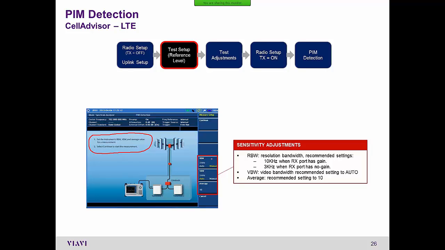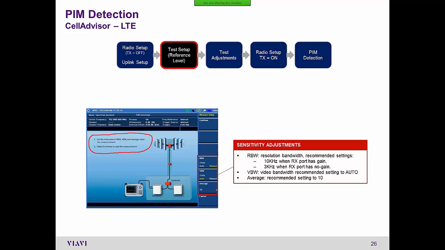And in the PIM Detection feature, you can set the resolution bandwidth, and generally it's recommended that if you're working on an RX port that has gain, you set that resolution bandwidth to 10 kilohertz. If the RX port has no gain, then you would typically set that to 3 kilohertz.